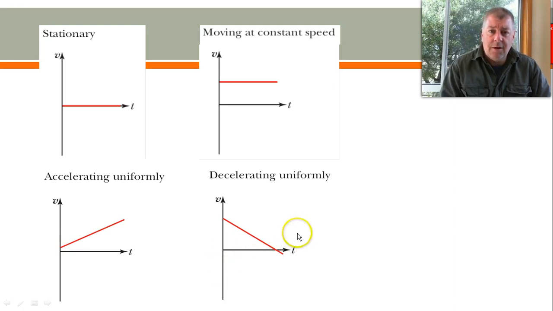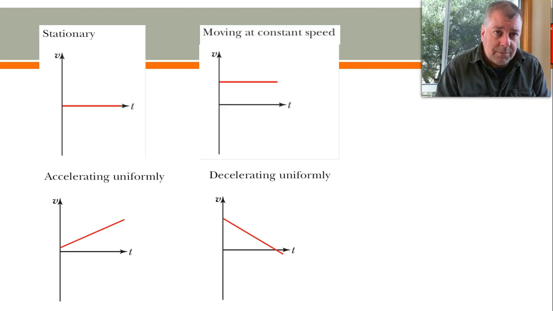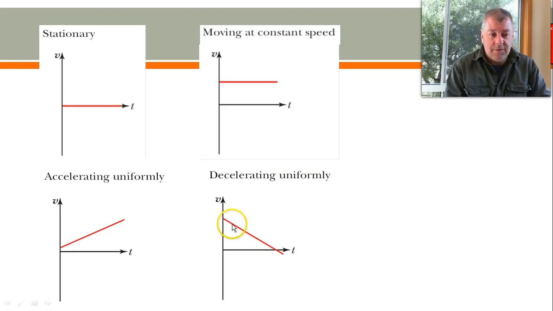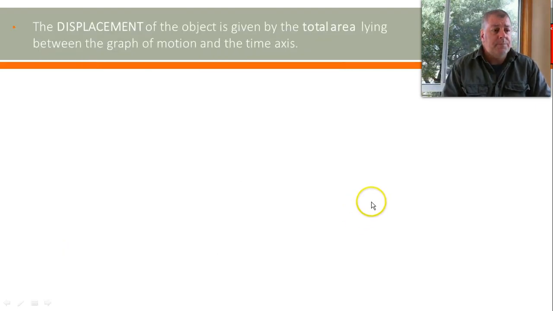So what sort of scenario would that be? Well, imagine you're driving along, you put on the brakes, you slow down, you stop, you put it in reverse, and you start reversing. That's what this graph is describing. Bit tricky. We'll get lots more of those in the future.